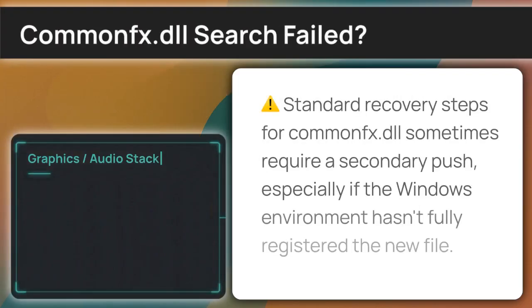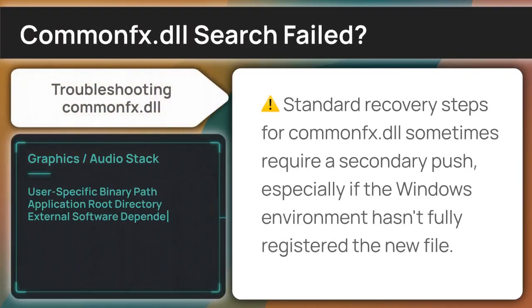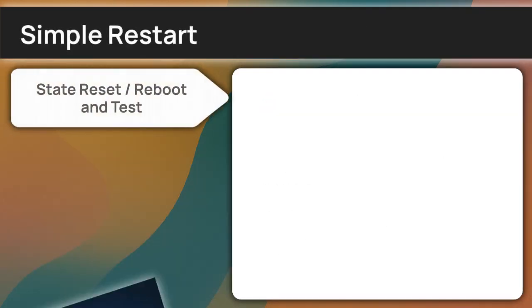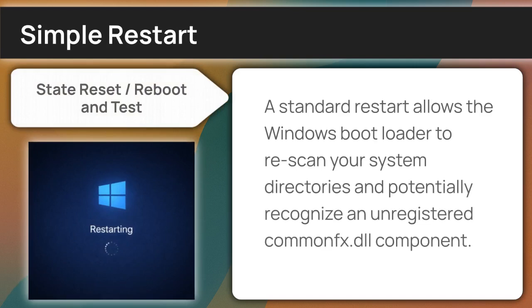When a fresh installer fails to clear the error, it typically points toward a deeper conflict within the Windows execution layer. A simple restart can resolve file-in-use errors that mimic a missing Commonfx library message. It's a low-effort step that ensures your operating system starts with a clean execution stack.